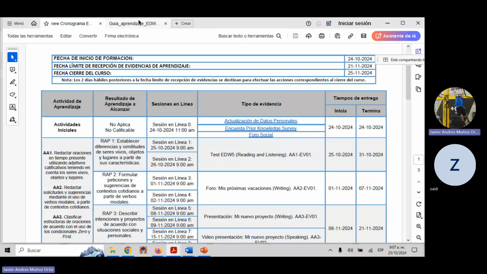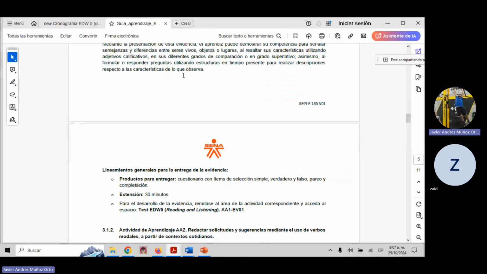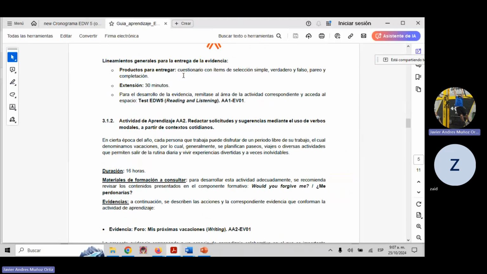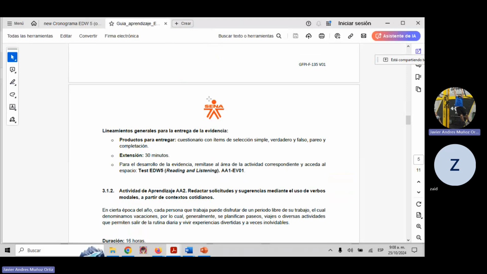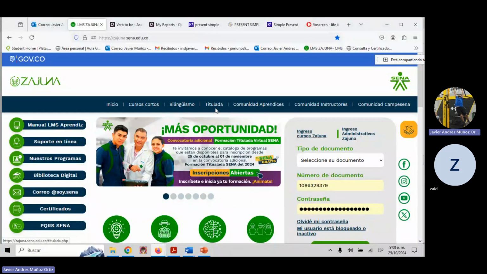So the learning guide says we will have 30 minutes to present the test, and that's it. Nothing else to mention about the test. We have questions about true or false, pairing, and completing some missing words, so fill the blanks and so on. So the test is going to be very easy. And the question here is, where are we going to find the test, right?